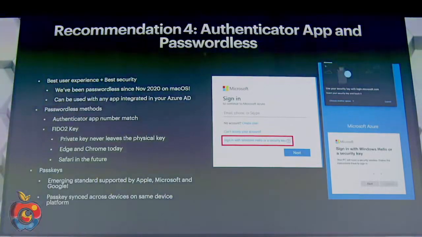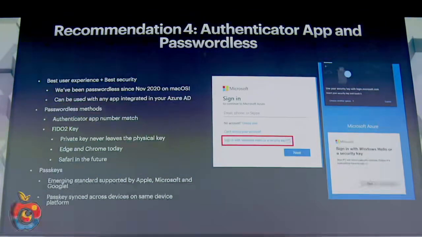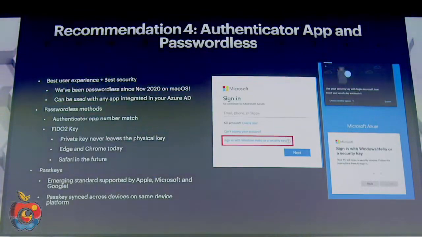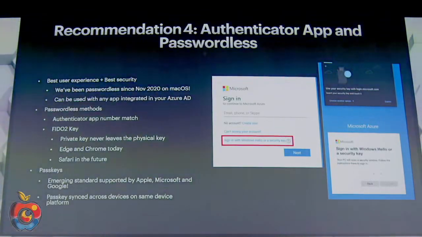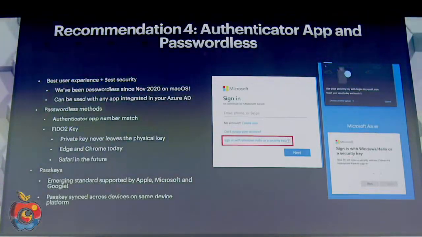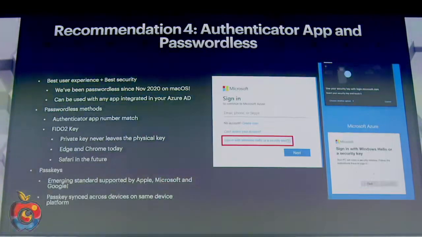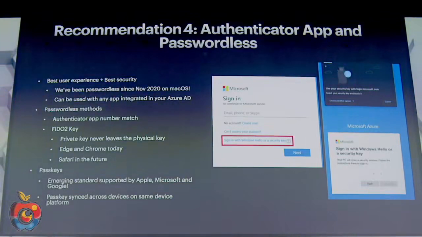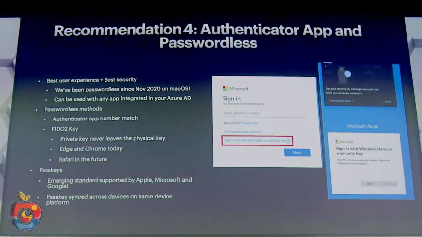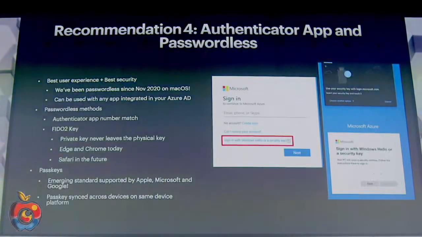So the options on Mac are things like the Authenticator app. You can also use FIDO2 keys. FIDO2 keys are probably the strongest authentication method that we have. Today they only work in Edge and Chrome. They don't work in Safari with Azure AD. That's our fault, not Apple's. We're working on that. And then the thing that's happening in the future is going to be passkeys. So passwordless is going to be an ever more important topic for our enterprise customers, especially with the emergence of passkeys as a standard. So something to think about for your own organizations as time goes on.